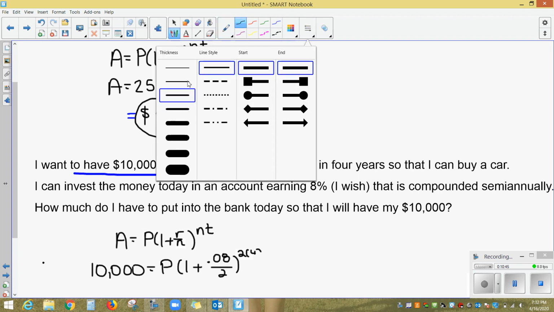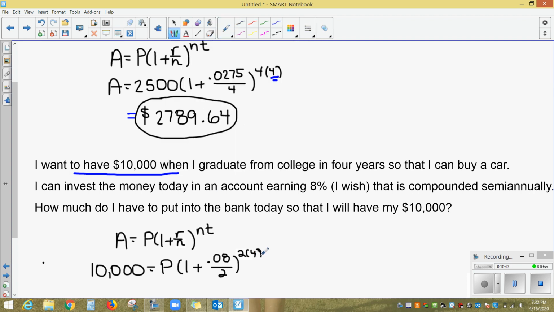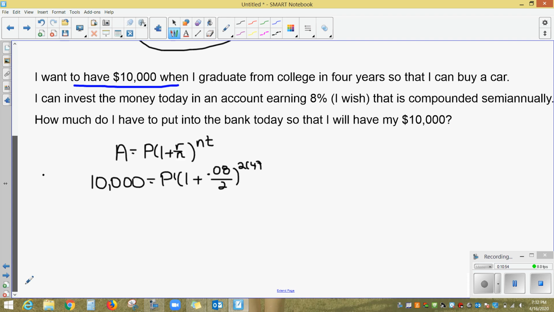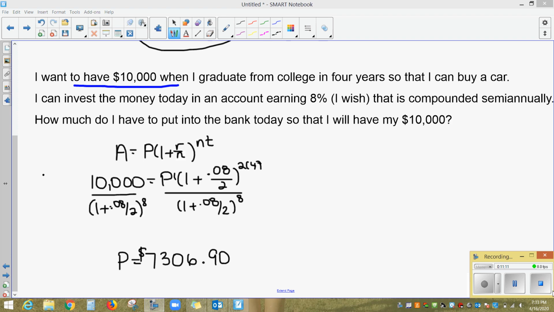And if I want to solve for P, then I'm going to figure out what this big mess is right here. I'm going to divide both sides of my equation by that. Now your present value should be less than $10,000 when you figure it, because it's what I'm walking into the bank with today, and it's going to grow to get to that 10,000. So pause it, plug it in, come back to me with your answer. That present value should be $7,306.90.